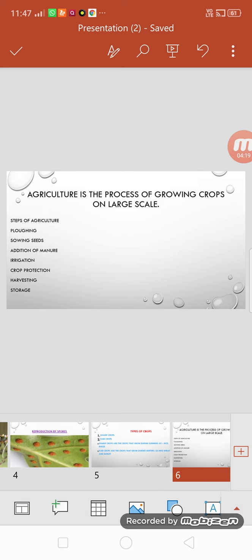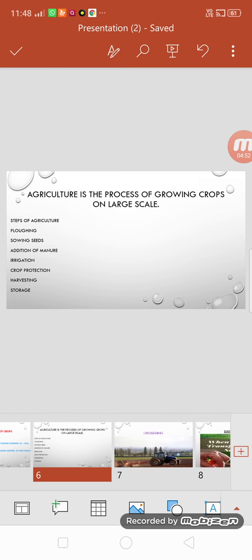But what is this process of growing crops called? This process of growing crops is called agriculture, kheti karna. As we know, agriculture is the process of growing crops on a large scale. But it seems to be a very simple process, right? But it is not as simple as it appears, right? It has several steps which we need to know, which we need to follow. Only then we get the healthier plants.